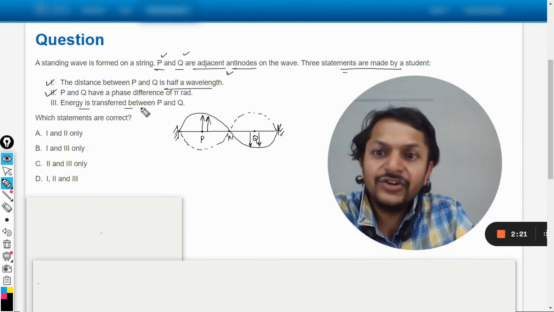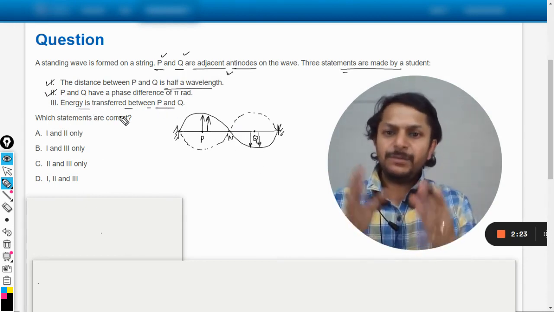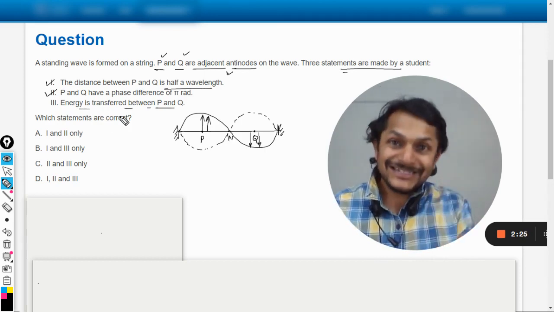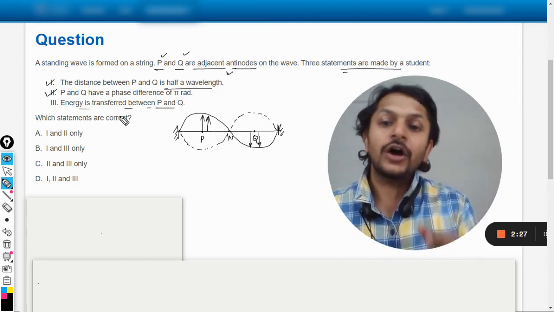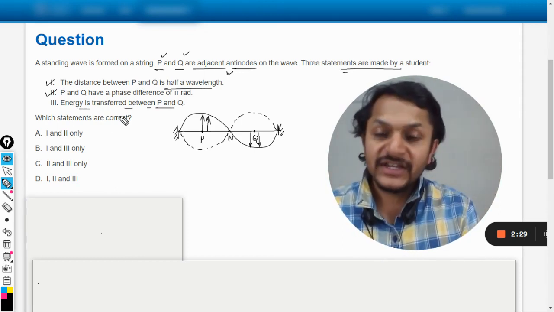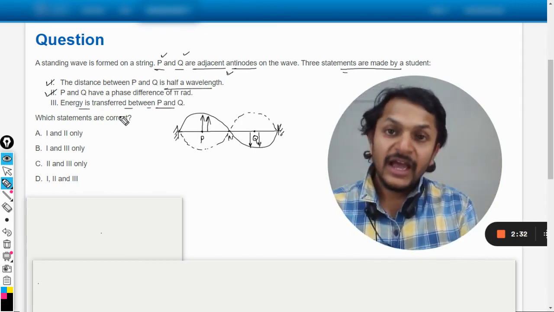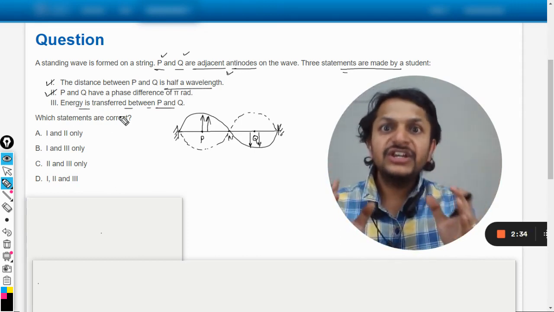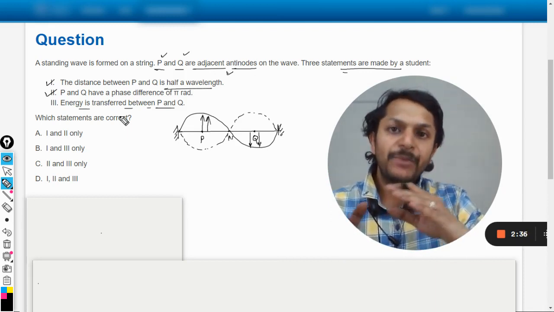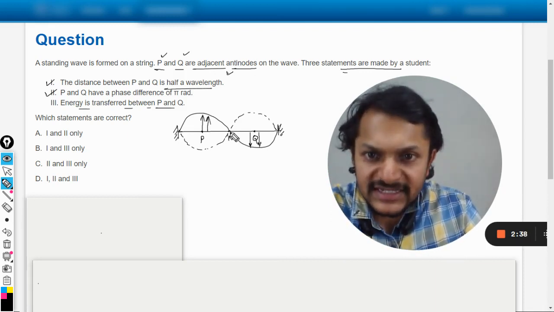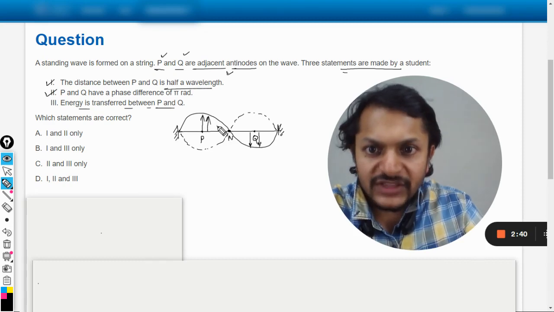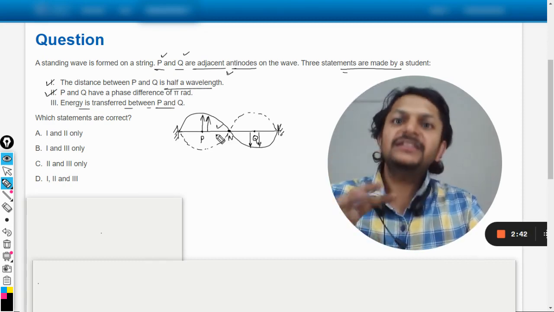Third point is that energy is transferred between P and Q. Now, this is also one of the characteristics of this standing wave. And what is it? That the energy is not transferred beyond the node. For example, this is the node, so energy of this segment is contained in this segment.